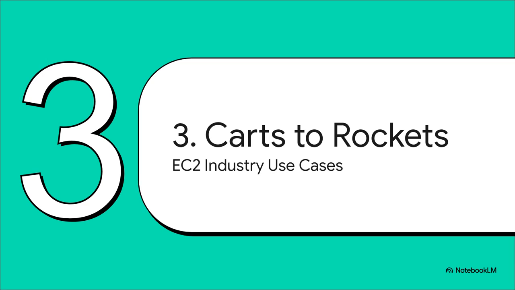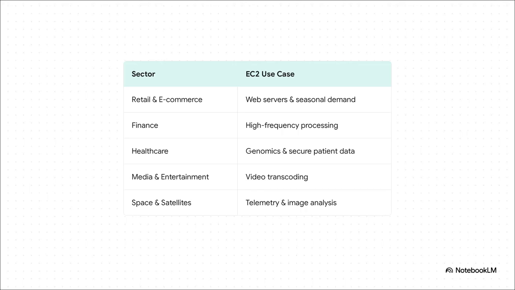So when you have this kind of flexibility, you can imagine that EC2 isn't just for tech companies. Nope, it has become a fundamental building block for pretty much every industry out there. We're talking everything from online shopping carts to actual rockets. You see the common theme here, right? It's all about needing massive power, but only on demand.